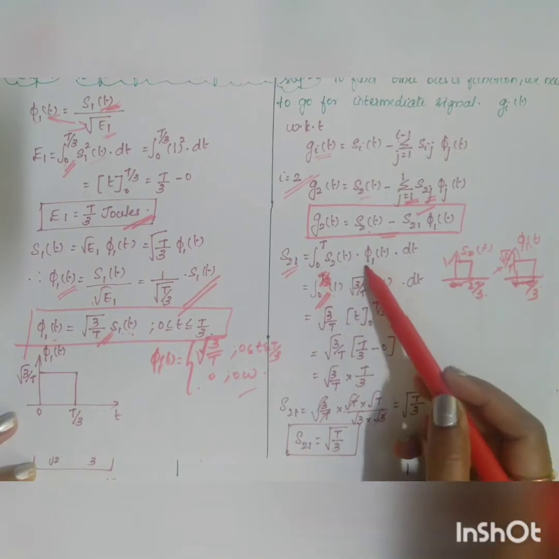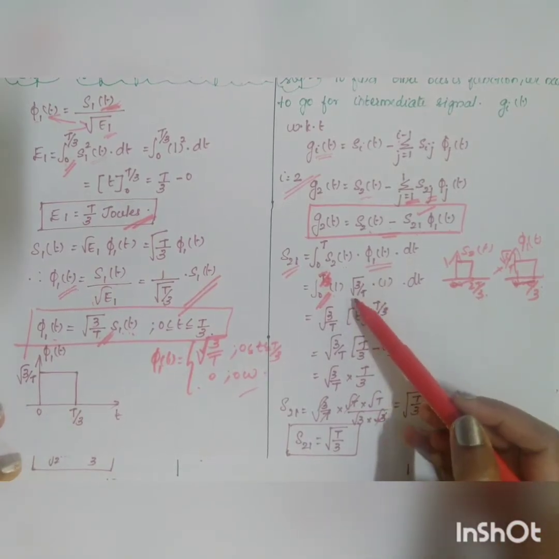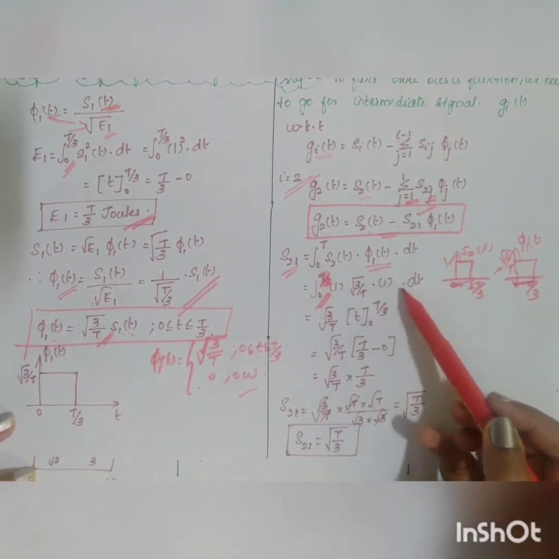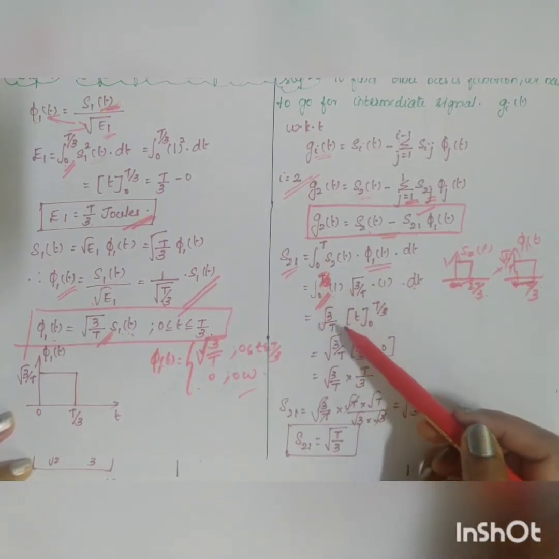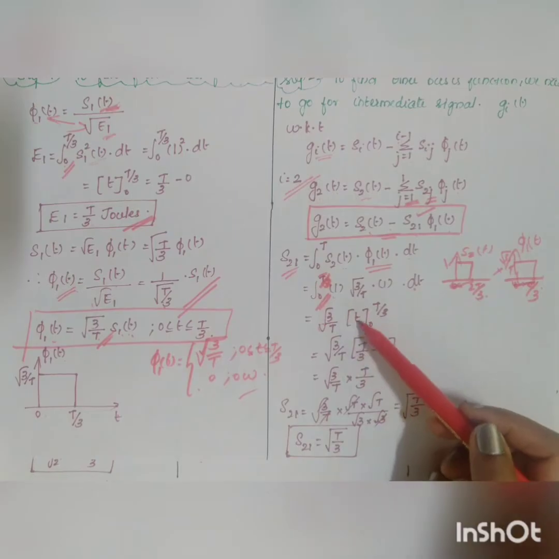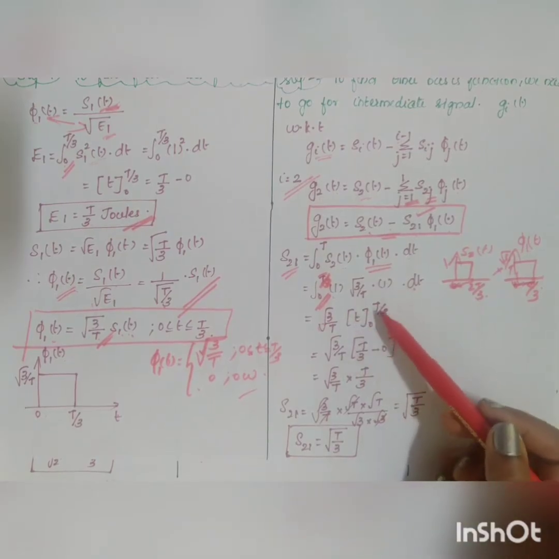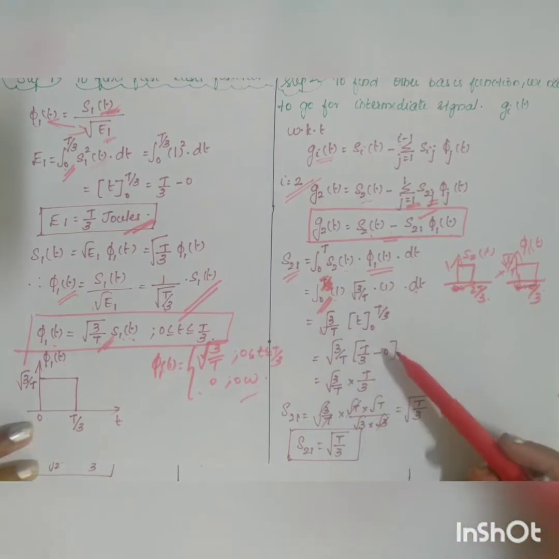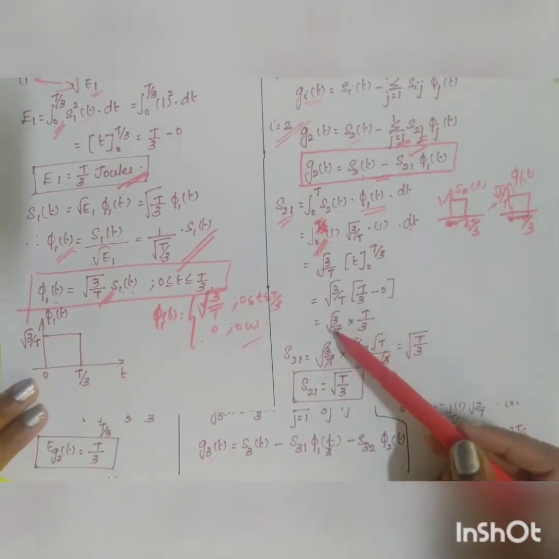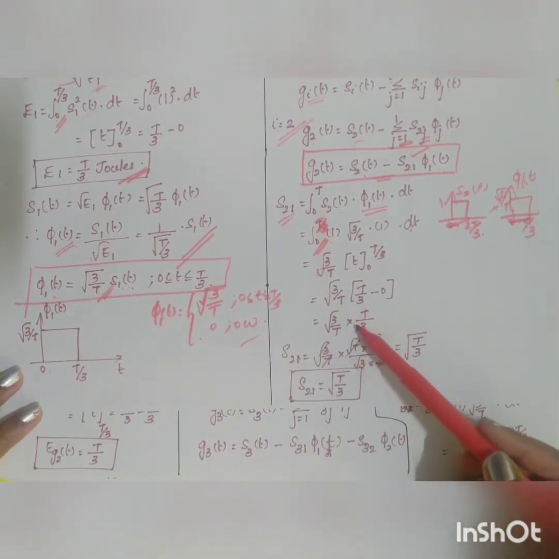So 1 into phi 1 of t, substitute the value. What is your amplitude? Root 3 by t into dt. Now root 3 by t, take it as your constant, then apply integration. So t, what will be the limit? 0 to t by 3. So root 3 by t into t by 3 minus 0. So what will be the value? Root 3 by t into t by 3.